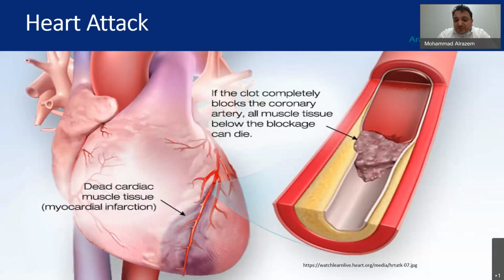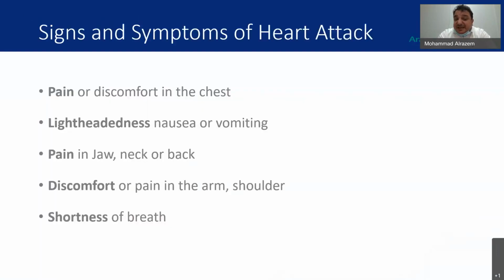It will completely block the artery or partially block the artery. This will cause a heart attack. It will come with symptoms such as pain or discomfort in the chest, lightheadedness, nausea or vomiting, pain in the jaw, neck or back, discomfort or pain in the arm or shoulder, and of course shortness of breath.